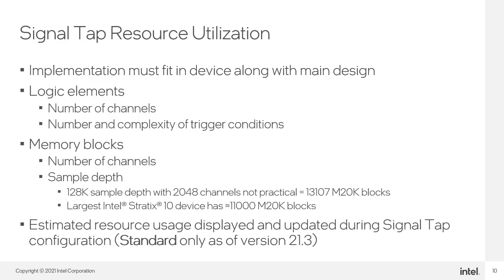Later, we'll look at the storage qualification feature, which lets you make the most efficient use of the limited buffer space available in a device. In the standard edition of the Intel Quartus Prime software, as you make changes to the logic analyzer configuration, a resource usage estimator constantly updates to keep track of the number of resources required. This helps identify if you need to simplify the tool's configuration because your device is running low on available resources.